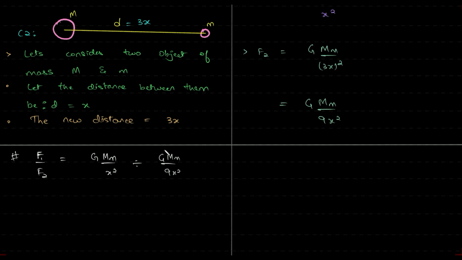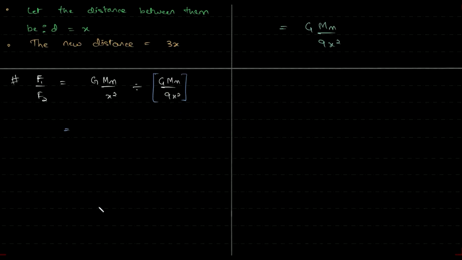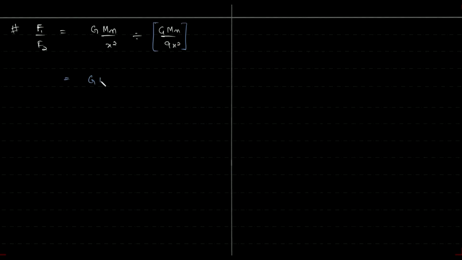Again, please see to it that you use brackets. So this would be equal to GMM by x square into 9x square by GMM. So let's see what all gets cancelled. GMM and x square cancel, so this will be equal to 9 by 1. So F1 by F2 is equal to 9 by 1. F1 is equal to 9 times F2.